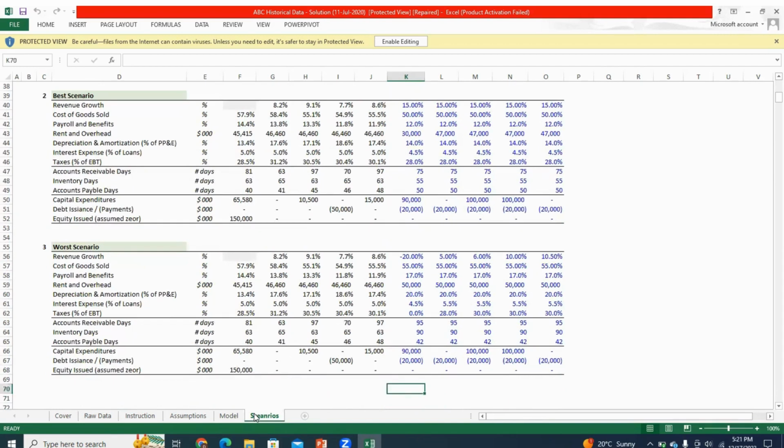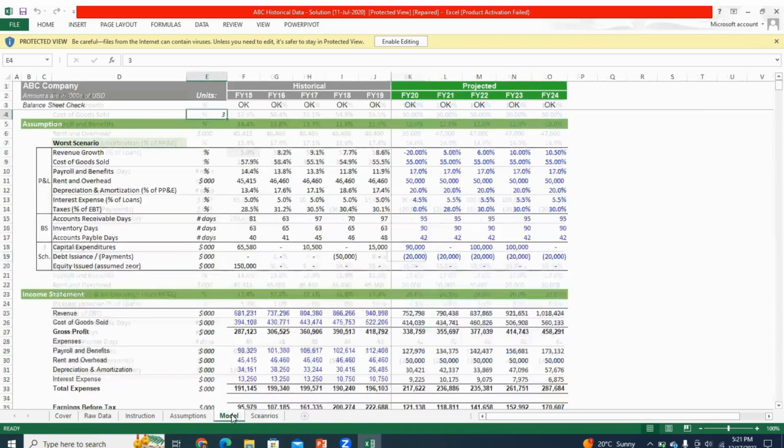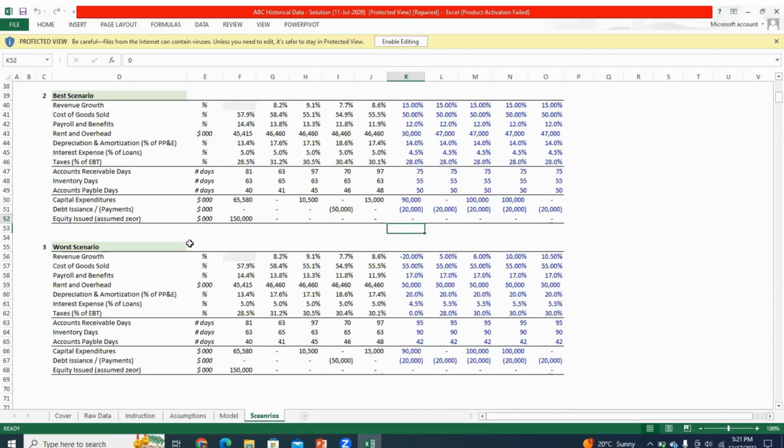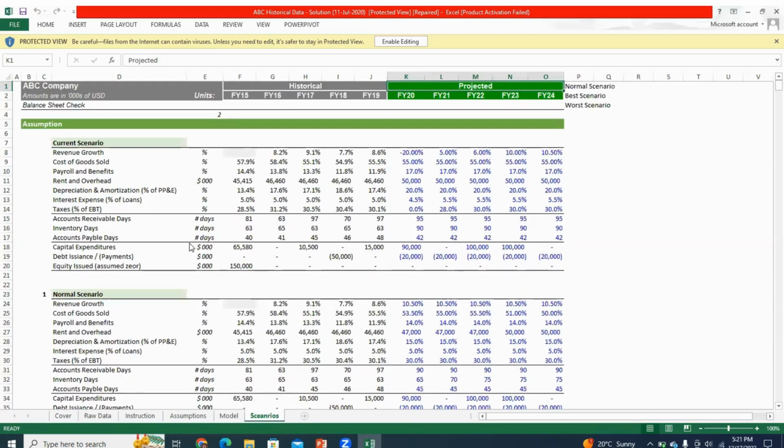The third thing, you can see the worst scenario. Revenue growth: revenue is growing 20%, but in a negative, minus 20. See here, it's minus 20, which is linked with the assumption available in the separate sheet. This is the best practice of financial modeling. We will learn this when our financial modeling starts in the next 2 or 3 sessions.